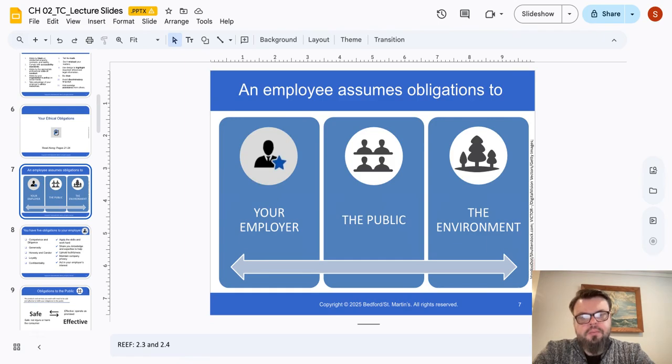Something that benefits an employer in the short term might put the public at risk or contribute to environmental damage. This chapter doesn't pretend those tensions are easy to resolve, but it gives you a framework for recognizing them and responding thoughtfully rather than blindly. We'll start by looking more closely at your ethical obligations to your employer.